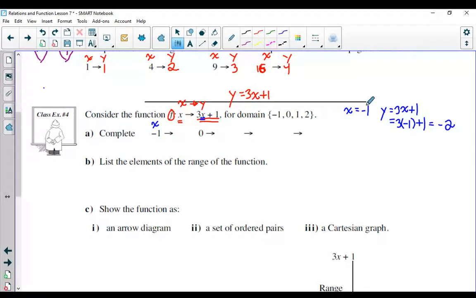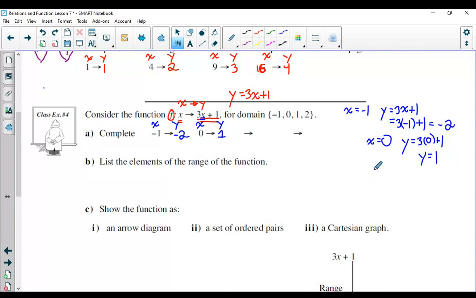So when x is -1, what's the value of y? -2. Okay, what if x is equal to 0? Well, just plug x equals 0 into the equation. So you plug x equals 0 and now we're going to replace x with 0. So it'll be y is equal to 3 times 0 plus 1. 3 times 0 is 0 plus 1 would just be 1. Therefore, when x is 0, y is 1.